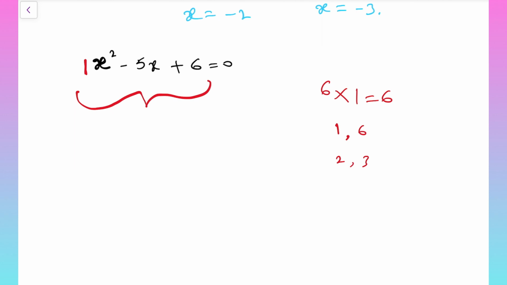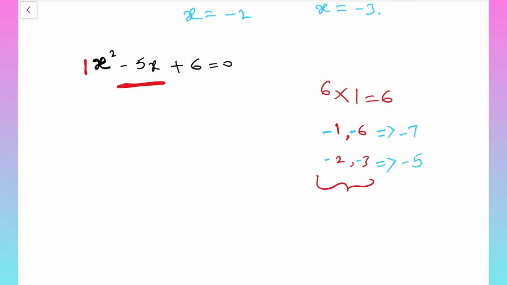If the only middle term is negative, then here every number should be negative. Now minus 1 minus 6 is minus 7, minus 2 minus 3 is minus 5. Now if we observe the middle term here, that is minus 5. So this second pair is correct for us.